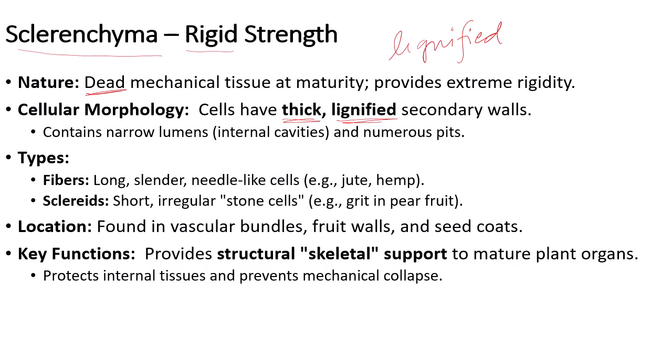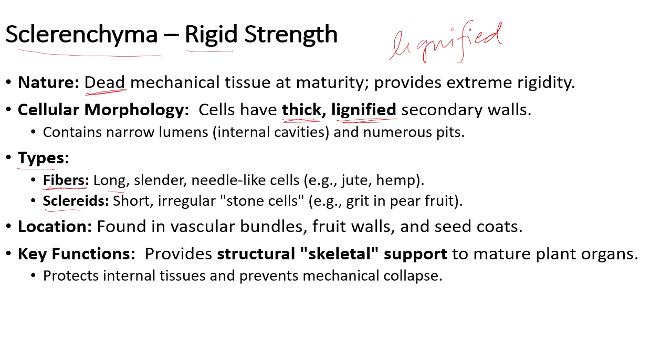Then here you can see in the sclerenchyma what kind of cells are there. There are fibers which are long, slender, needle-like, that can be seen in plants like jute and hemp. There are sclereids also. These are short, irregular stone cells that you can see as the grit in pear fruit.